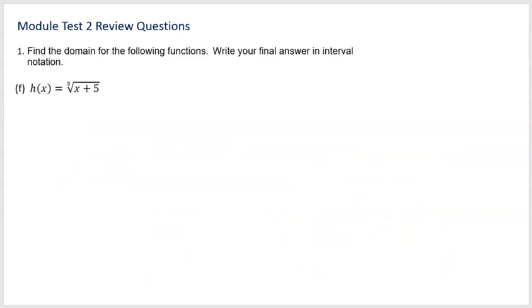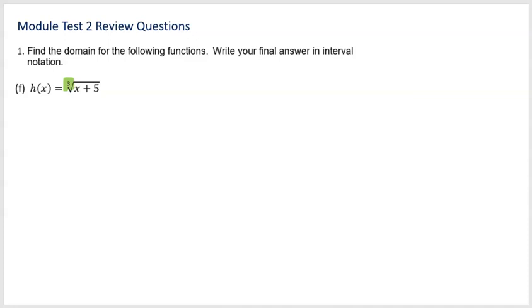Question F. Now notice this time we have a cube root. The rule is when you have an odd radical, you can actually substitute any value you want in there. The cube root of a negative number is a real number, whereas the square root of a negative number is not, and that's why we only have to consider values greater than or equal to 0.